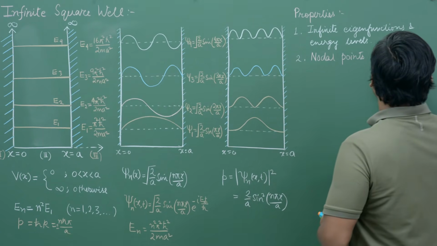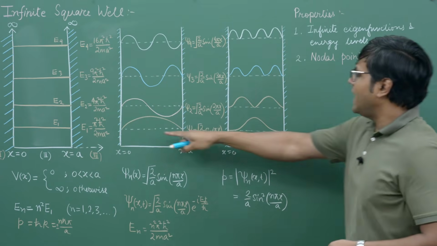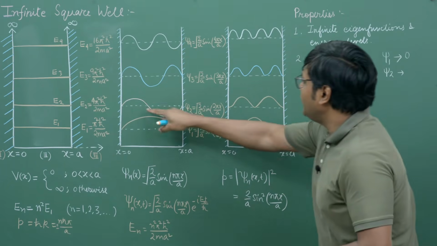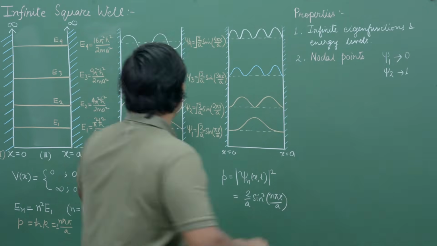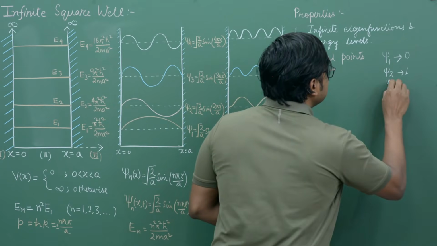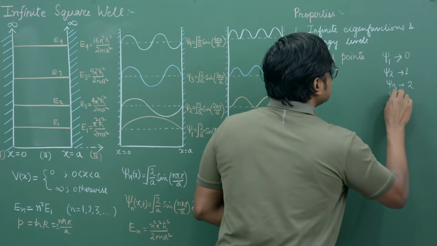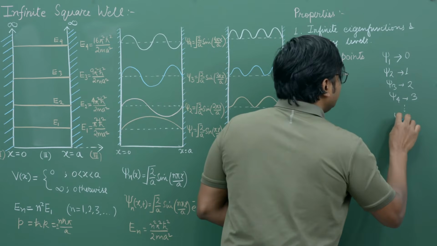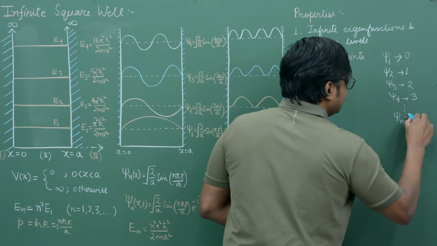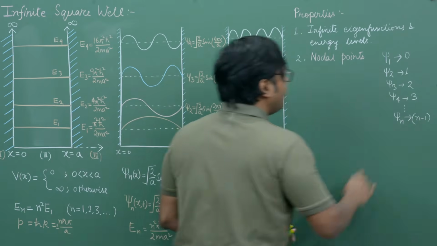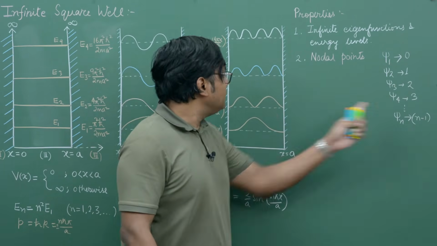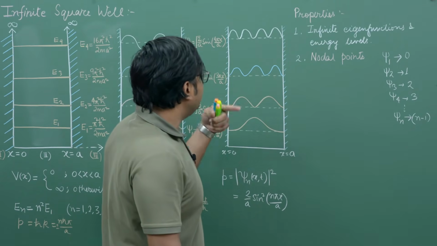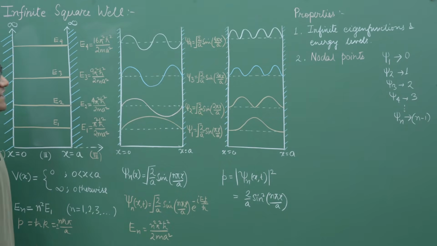So if we look at psi 1, how many nodal points does psi 1 have? 0. If we look at psi 2, how many nodal points does psi 2 have? 1. If we look at psi 3, how many nodal points does psi 3 have? 2. If we look at psi 4, how many nodal points does psi 4 have? 3, and on. So if you take any eigenstate, it has n minus 1 nodal points. That means there are n minus 1 points for every eigenstate solution for which the particle's probability of being found there is exactly 0, which is very interesting, isn't it?